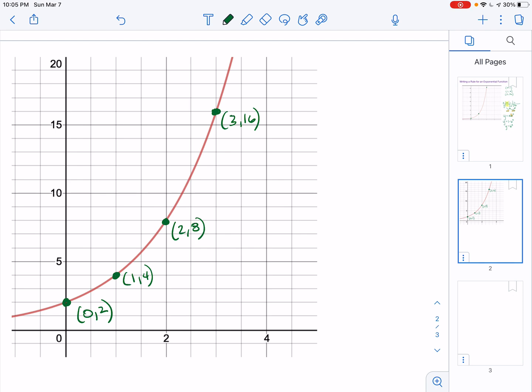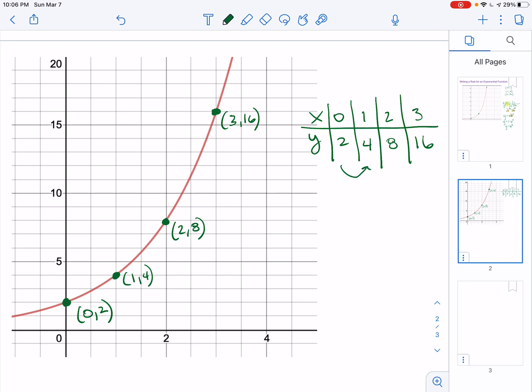So let me put those values into an XY table, because that'll help us. I have (0, 2), (1, 4), (2, 8), and (3, 16). Now when I look at this, again, I'm trying to figure out how much my y is increasing each time. My x is increasing by 1, so that makes it super easy. I can look at my y changing, and it looks like it's times 2 each time.